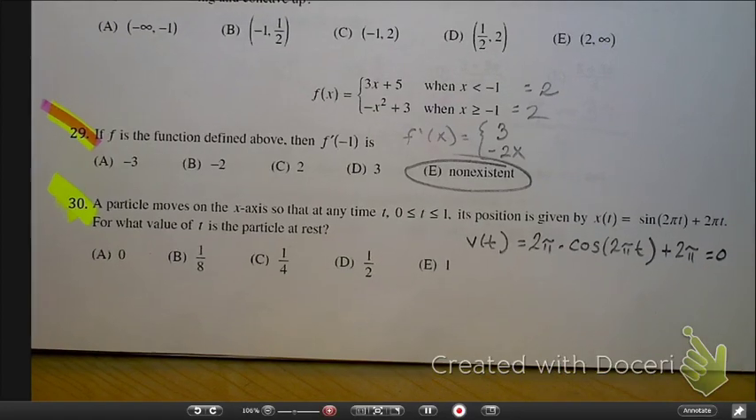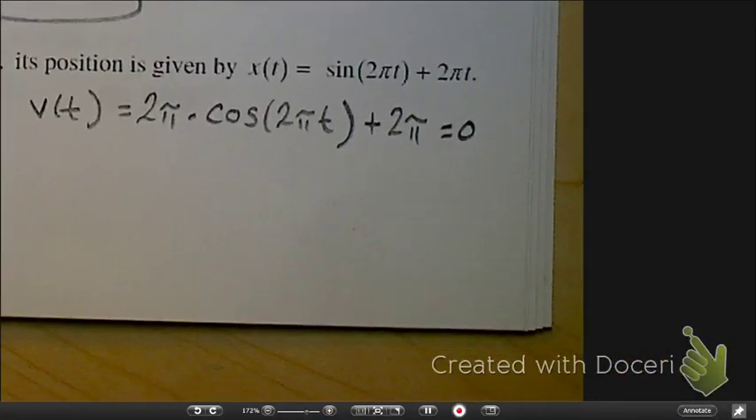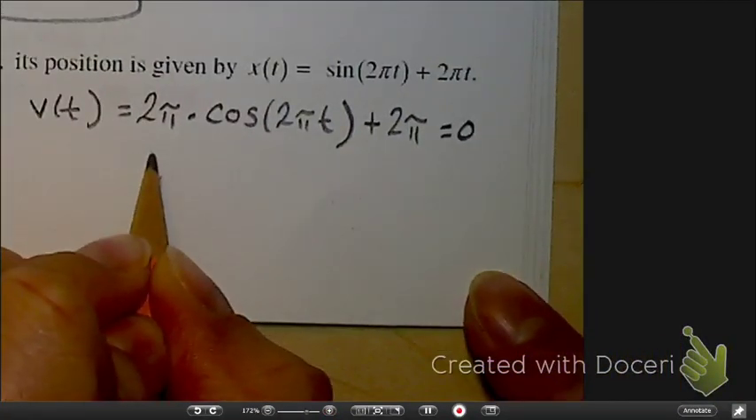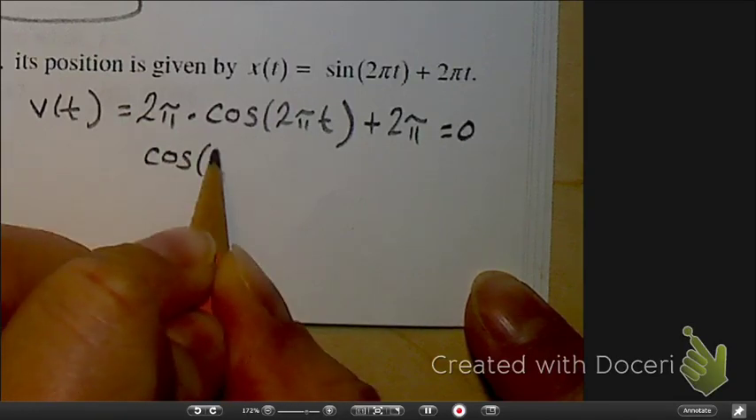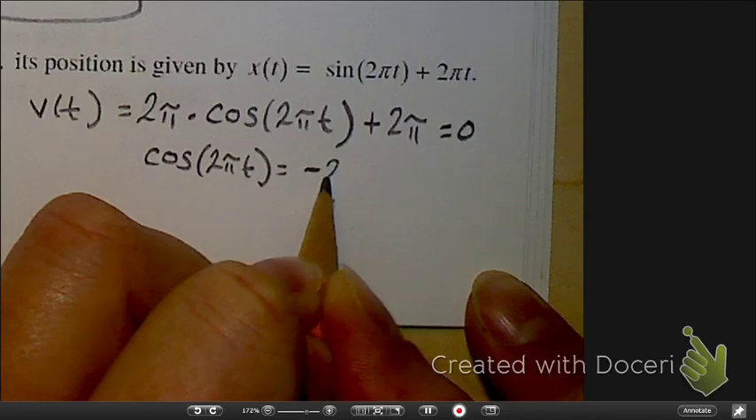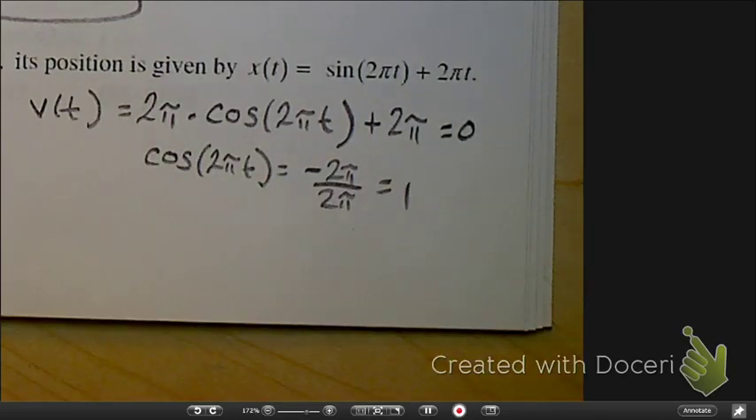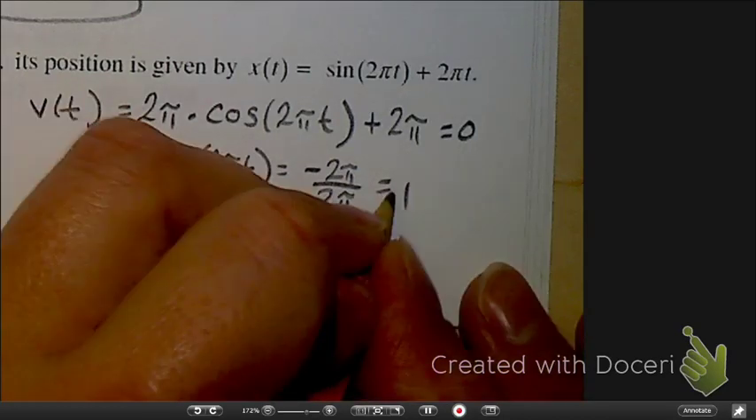So let me zoom into this a little bit so you guys can see it. So if I subtract 2 pi over and divide by 2 pi, I get that cosine of 2 pi t is equal to -2 pi over 2 pi, which is just -1.